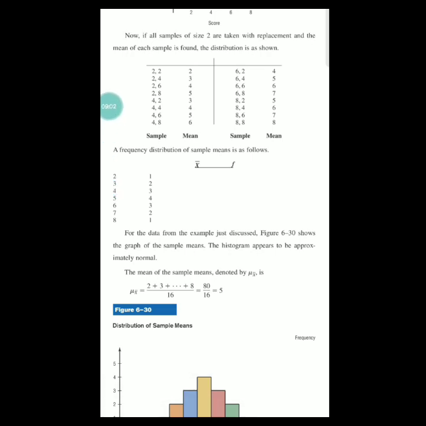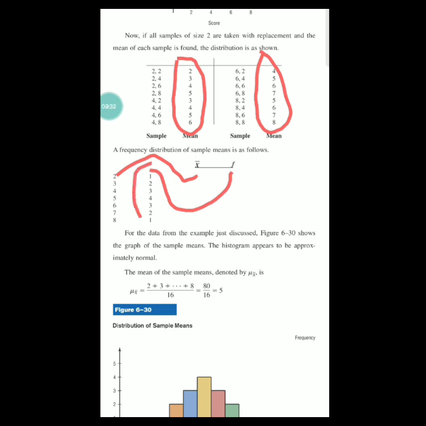So, the frequency distribution of sample means is as follows: 2, 3, 4, 5, 6, 7, and 8. If you wonder where we got our frequency, let's say for the sample mean 2, how many 2s are there in our sample means? If we look, there is only one 2. So that's why our frequency is 1. For the number 3, how many 3s are in our sample means?